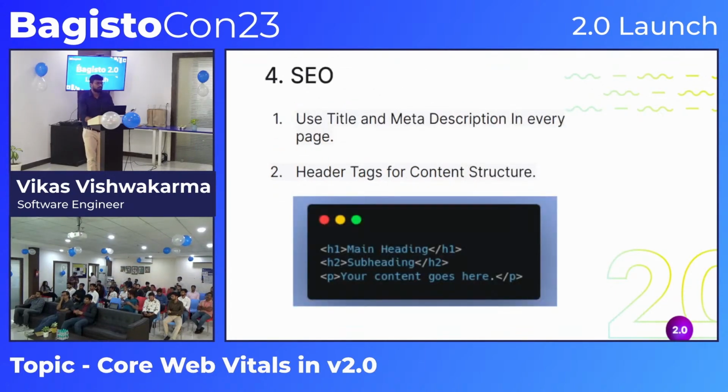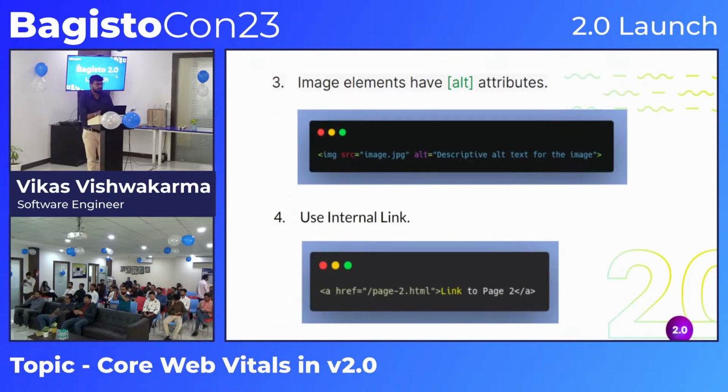Of course, we know what SEO is. So how do we improve SEO points in Web Vitals? Use a title and meta description on every page. The second point, use the H1 tag for the main heading. Also use the H2 tag for subheadings, and use the P tag for content. And as I discussed before, use the alt attribute in image elements and use internal links.